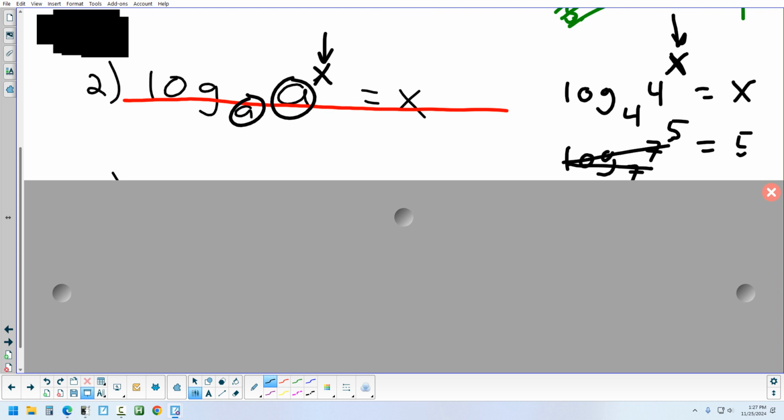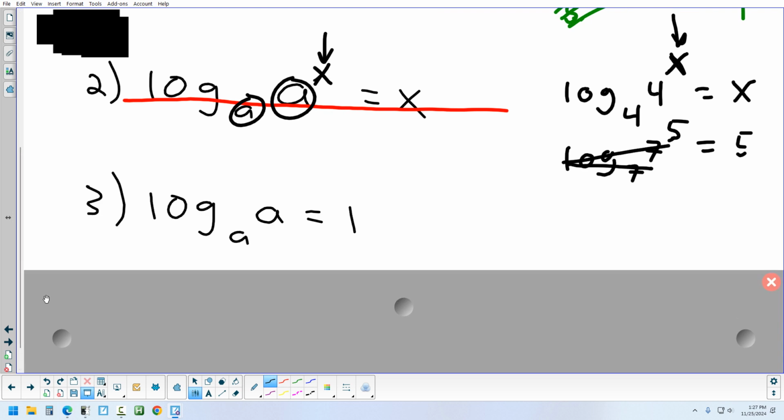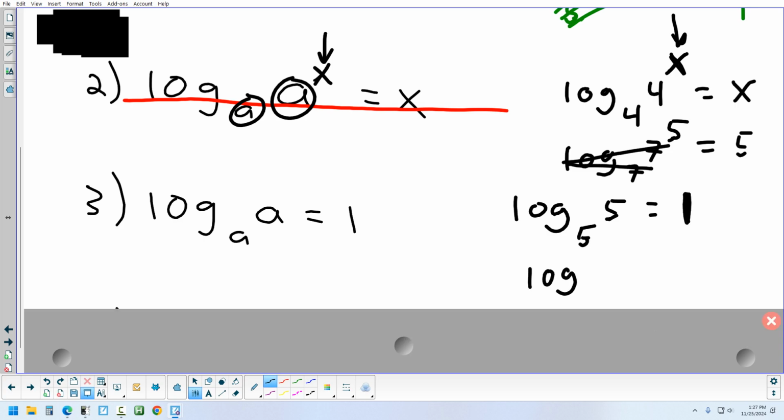All right, third one. Log base a of a equals 1. So that would be like log base 5 of 5. Would it just be 1? It would be 1. Anytime those two numbers match, they cancel, and the answer is always 1. How about log base 6 of 6? It's 1, as long as these two numbers match.